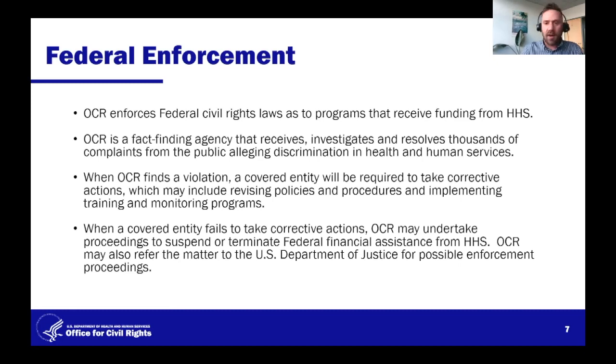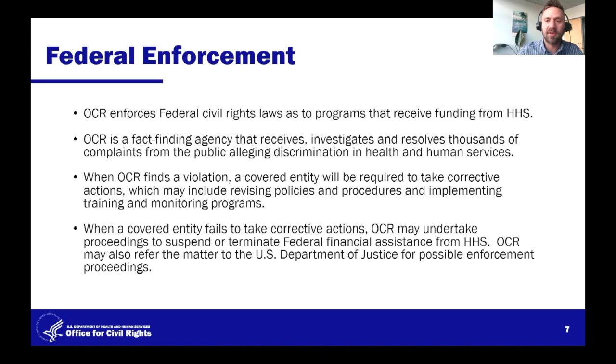As a fact-finding agency, OCR receives, investigates, and resolves thousands of complaints a year from the public alleging discrimination in health and human services. In general, our casework is driven by complaints from the public. Complaints may be filed by any person who feels their rights or the rights of a third party may have been violated. OCR also has authority to proactively initiate a review of any recipient's practices for compliance with our authorities. Finally, OCR may leverage an individual complaint of discrimination into a compliance review in order to achieve broad corrective action on a county or statewide level.